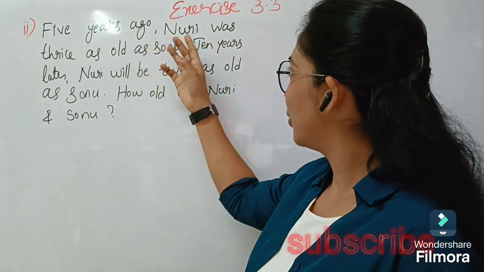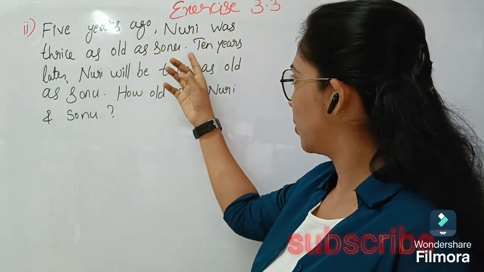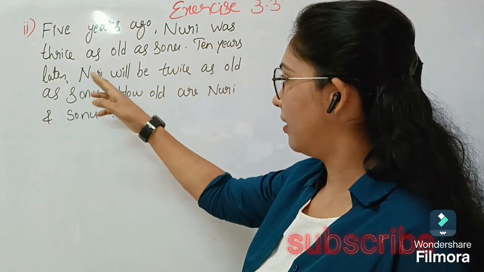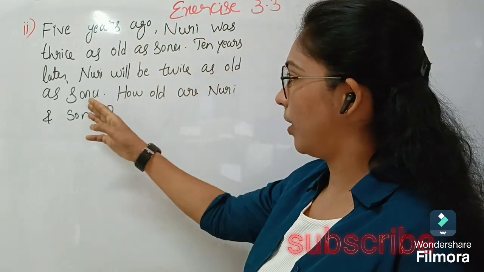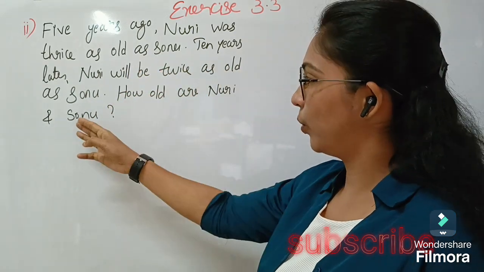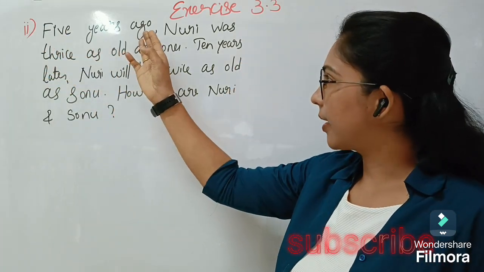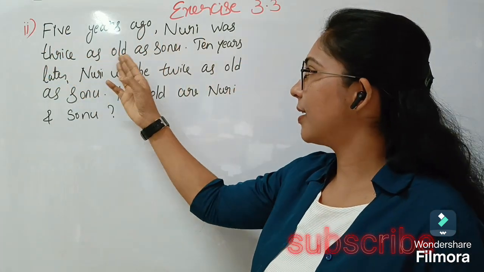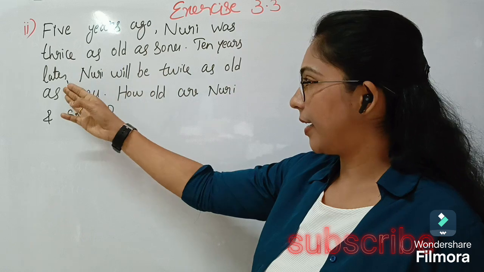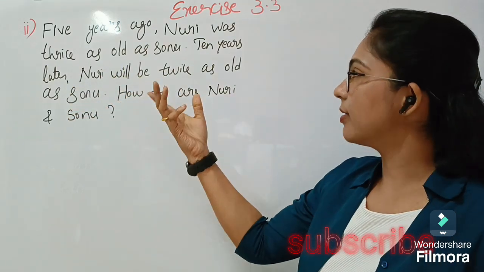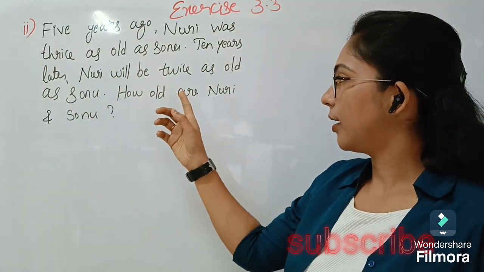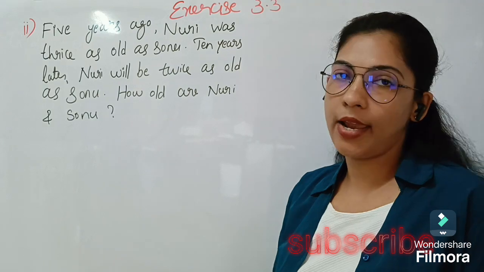5 years ago, Noori was twice as old as Sonu. 10 years later, Noori will be twice as old as Sonu. How old are Noori and Sonu? This is a question. That is, 5 years ago, Noori was twice as old as Sonu. 10 years later, Noori will be twice as old as Sonu. Then how old are Noori and Sonu?